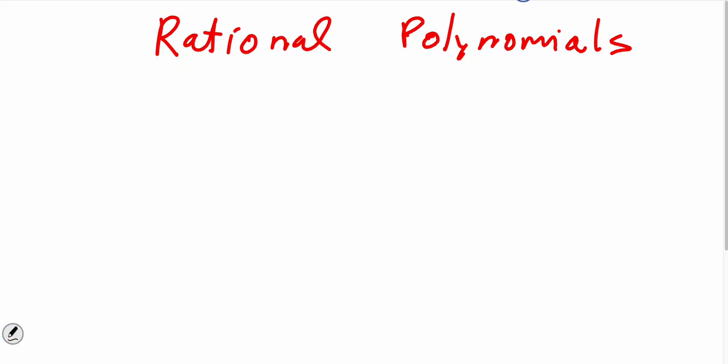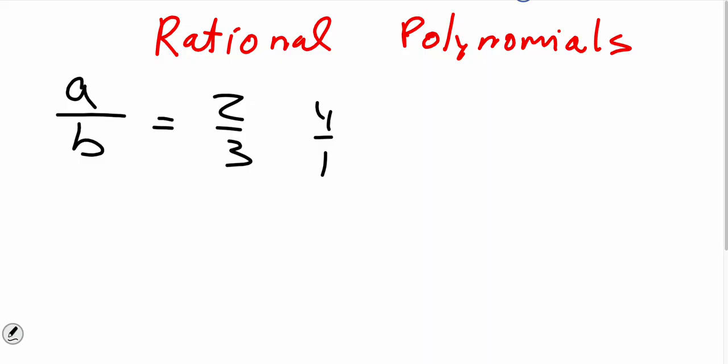Here's how you would have learned it in the past. Anything that can be written as a over b, where a and b are both integers, that's a rational number. So like 2/3 is rational. I can write it as a fraction, 2 over 3, and 2 is an integer and 3 is an integer. The number 4 is rational because I can write it as 4 over 1. But pi cannot be written as a fraction. Square root of 2 cannot be written as a fraction. So those are not rational.